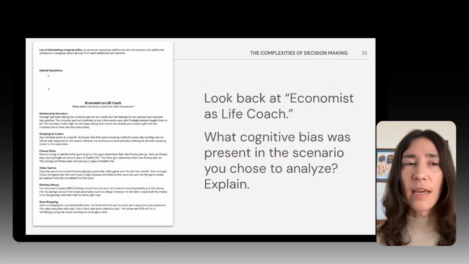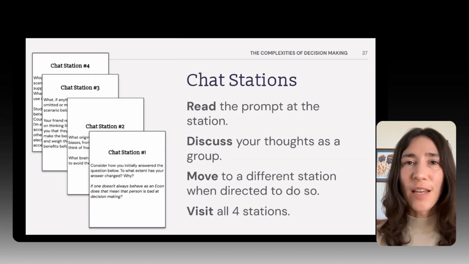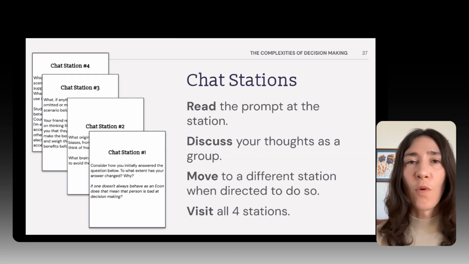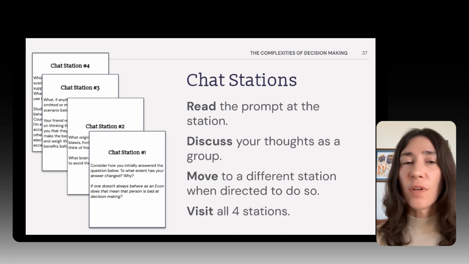So here they're going to pull out that handout that we started with, and they're going to do a check for understanding: what cognitive bias was present in the scenario you chose to analyze. To close out this lesson, students rotate through 4 different chat stations. They'll read the prompt at the station, discuss their thoughts as a group, and then move to a different station when you direct them to, until they've visited all 4 stations.